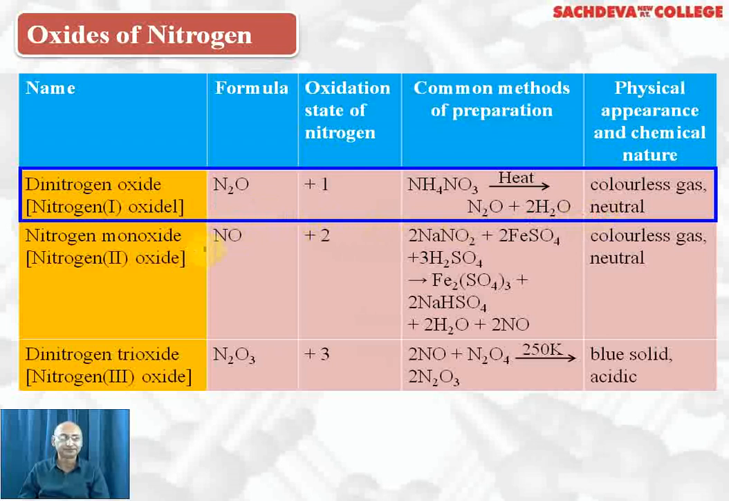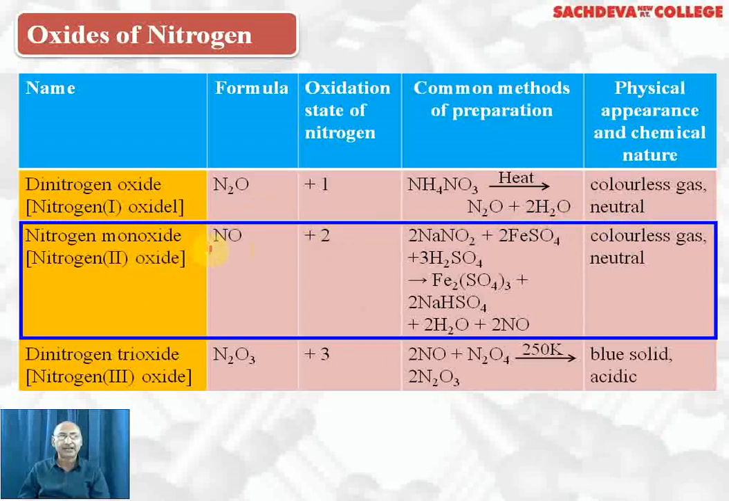minor dental surgery. Nitrogen monoxide, NO, oxidation state +2, is prepared by the reaction of NaNO2 and FeSO4 in the presence of sulfuric acid, which changes to ferric sulfate plus 2 NaHSO4 plus water, and NO is formed. It is a colorless neutral oxide. NO is also formed by lightning. During lightning, nitrogen reacts with oxygen to form nitrogen monoxide. And nitrogen monoxide is paramagnetic in nature due to the presence of unpaired electrons.